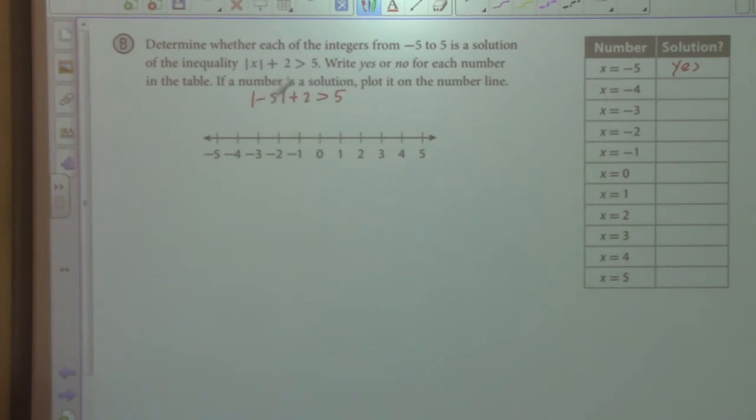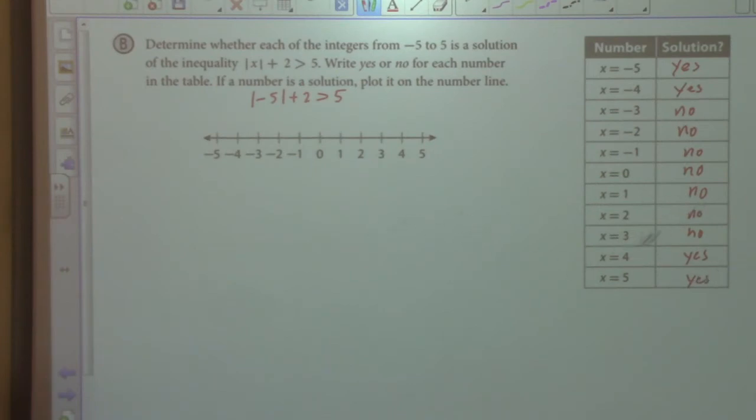Yeah. And likewise, if we put in -4, that's going to be -4 plus 2, absolute value, which is 6, yes. But then if we plug in -3, no. And so what we have is no's all the way here, don't we? Up until when? Up until positive 4, right? Yes.